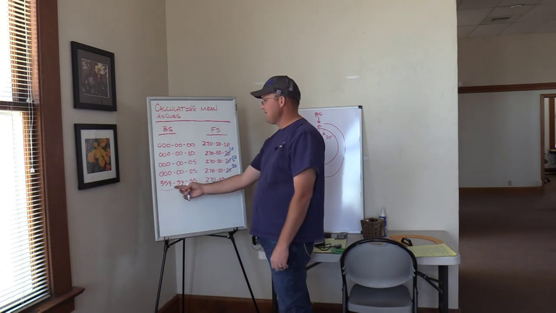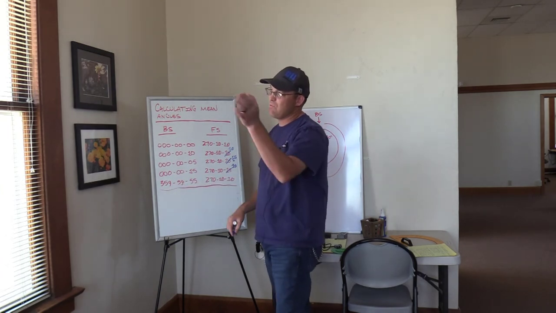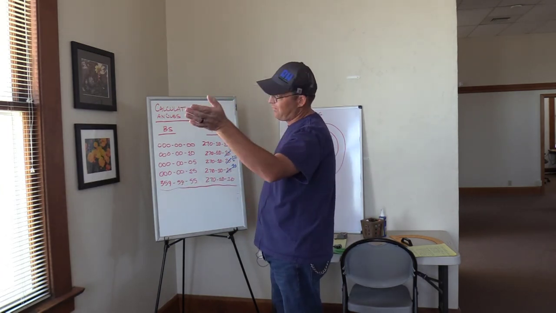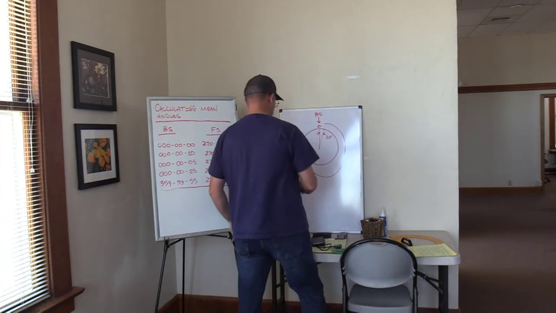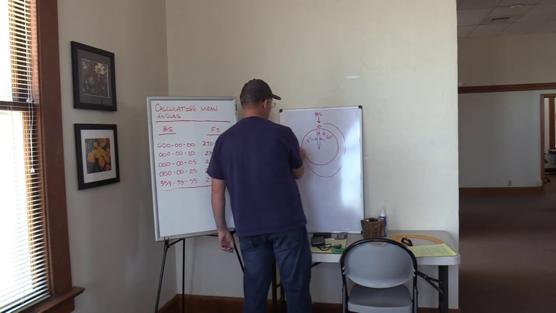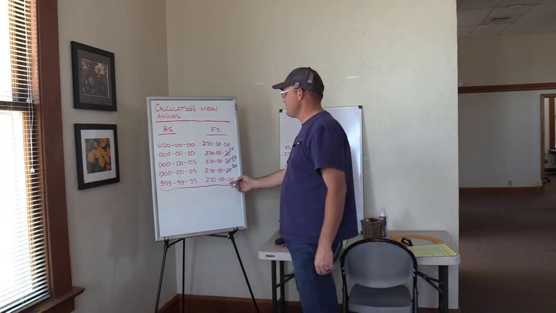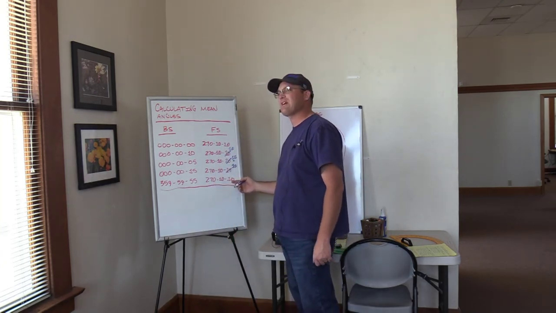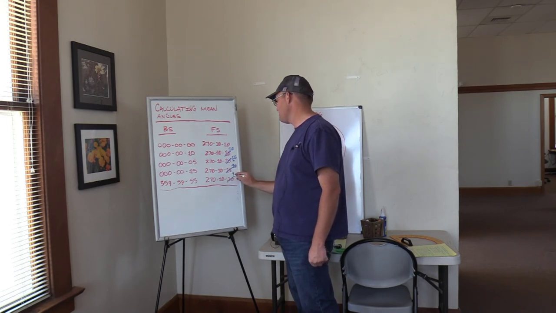270, 10, 10. Okay, this time, the backsight, when we measured the backsight, we were 5 seconds short. So we're over here 5 seconds. Okay. Which means when we came over here to measure our foresight, the foresight circle reading is 5 seconds too low. So we got to add 5 seconds. So this becomes 15.